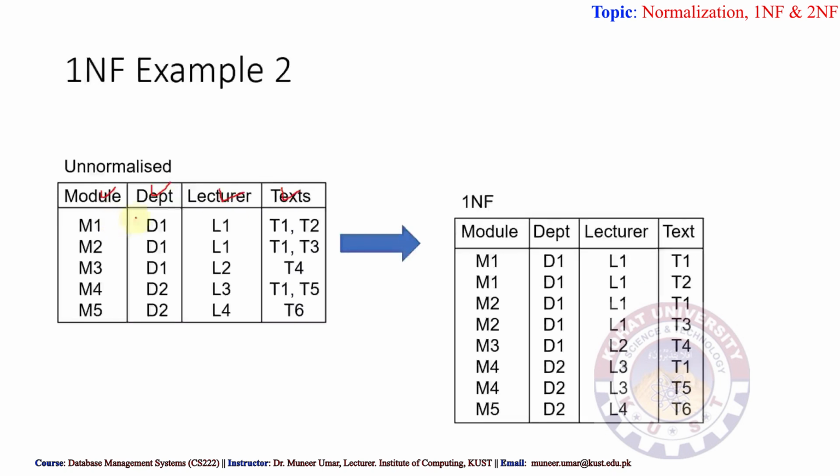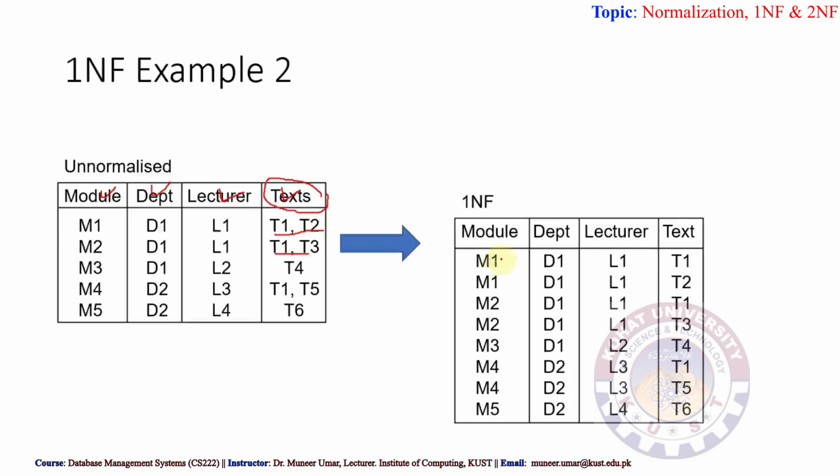So now if you look into this table here, under texts we have multiple values. For M1 we have T1 and T2 by L1. Similarly for M2 we have T1 and T3. So these are multi-values, so the texts is a multi-value attribute. So we will do the same thing. We will create new rows and we'll split these values into atomic values, scalar values.